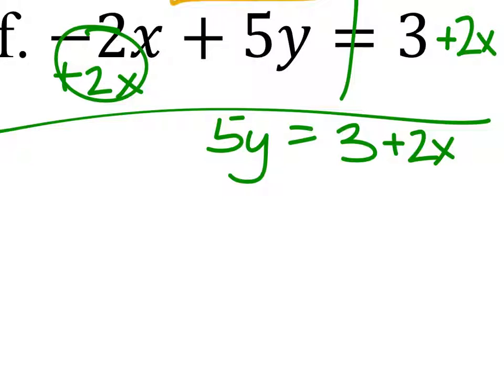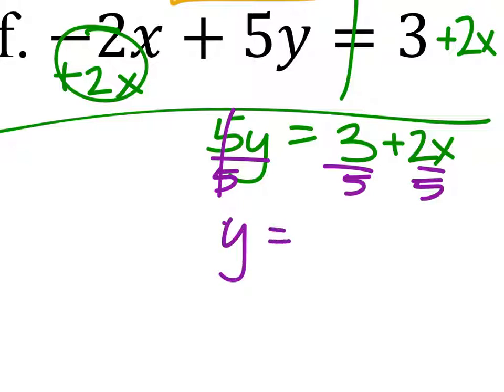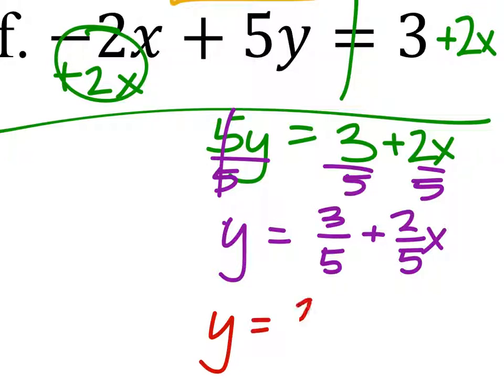Divided by 5. So sure, let's divide by 5 everywhere. And again, that becomes a 1y, that's good. So then we got y equals 3/5 plus 2/5 of an x. And then we'll just switch those. Y equals positive 2/5 x, and then a positive 3/5. That'll do it.